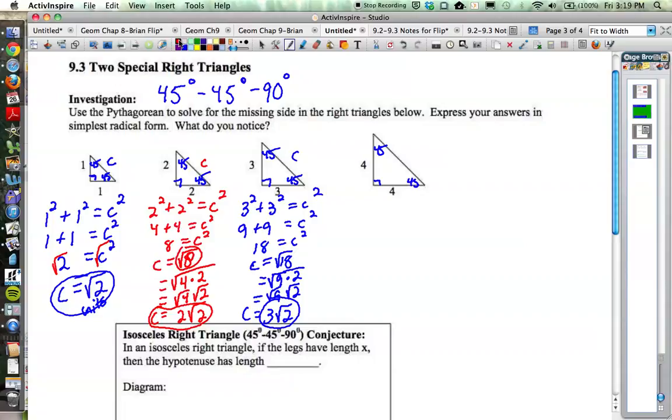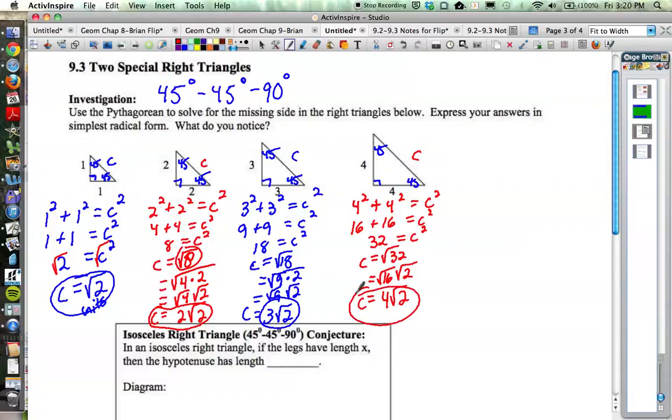And finally, this one, maybe you're already noticing the pattern, but 4 squared plus 4 squared is equal to c squared. 16 plus 16 is equal to c squared. That would be 32 is equal to c squared. c is the square root of 32. In simplest radical form, that would be the square root of 16 times the square root of 2, or 4 square root of 2 is the simplest radical form of the square root of 32. Do you see the patterns here?